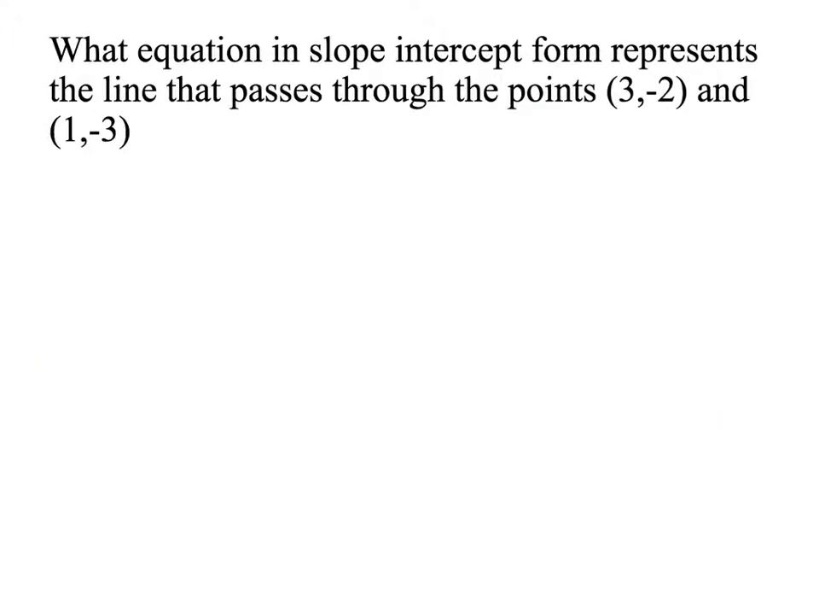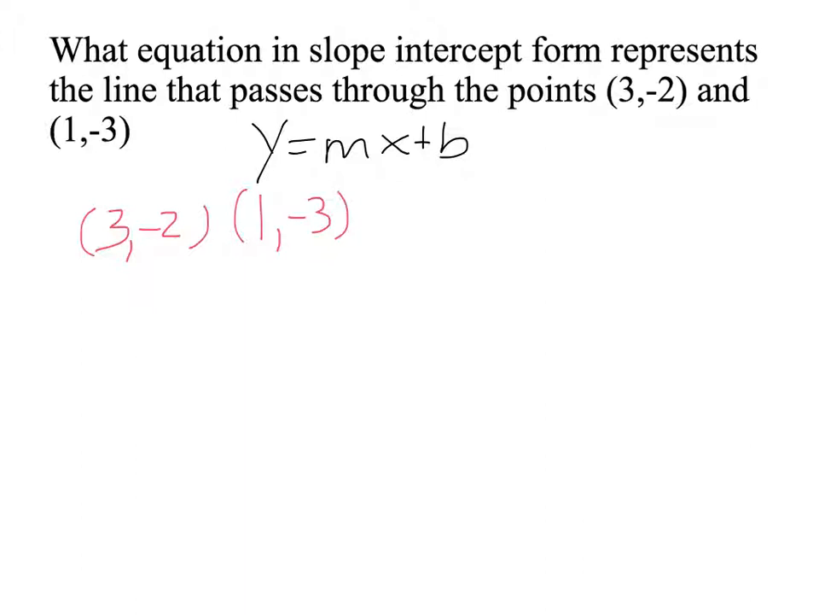Okay, write an equation in slope-intercept form, y equals mx plus b, that passes through these 2 points. So here are our 2 points, 3, negative 2, and 1, negative 3. So we need to find the slope. Because neither of those ordered pairs are the y-intercept, the only thing we can do right now is find the slope. So y2 minus y1 over x2 minus x1 is going to be negative 3 minus negative 2 over 1 minus 3.